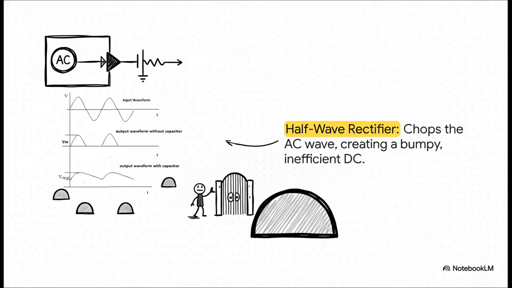Well, step 1 uses our new friend, the diode. By putting just one of those one-way valves in the circuit, it acts like a bouncer. It lets the positive part of the wave through, but when the wave tries to go negative, it blocks it completely. So now we've got DC, but look at it. It's bumpy, it's inefficient, and we're literally throwing away half the power from the wall.